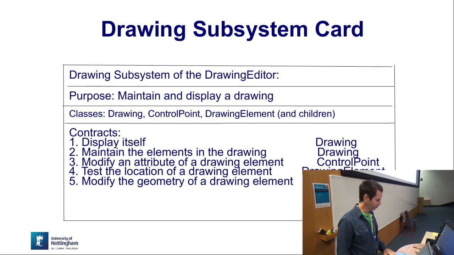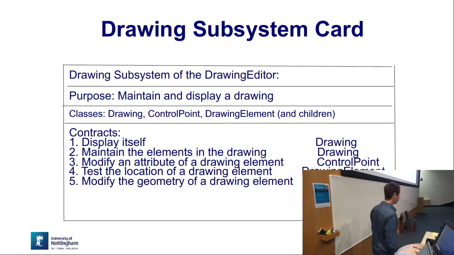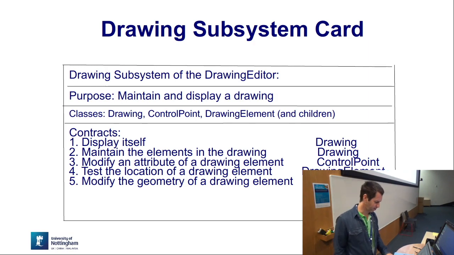So what does it support? Something can display itself, right? A drawing can display itself. It maintains the elements in the drawing. You can modify attributes of a drawing. You can test the location of a drawing element, modify the geometry of a drawing element, right? And these are the different classes that handle those responsibilities. There's a drawing class, control point class. There's a drawing elements parent class.